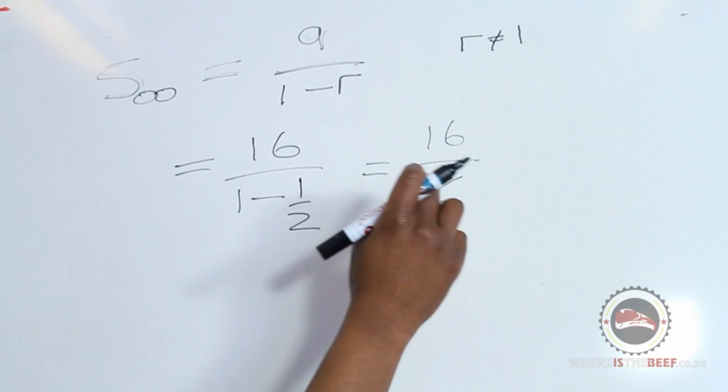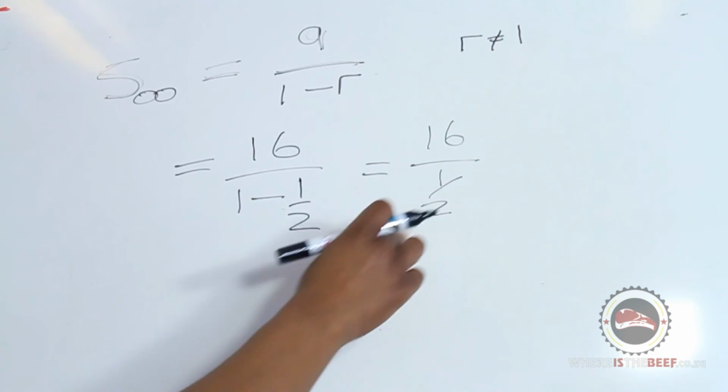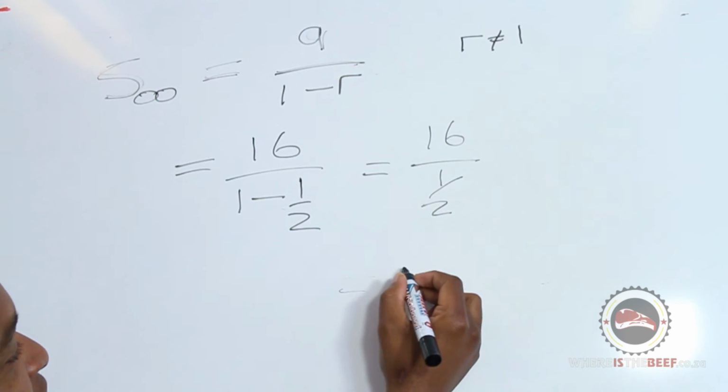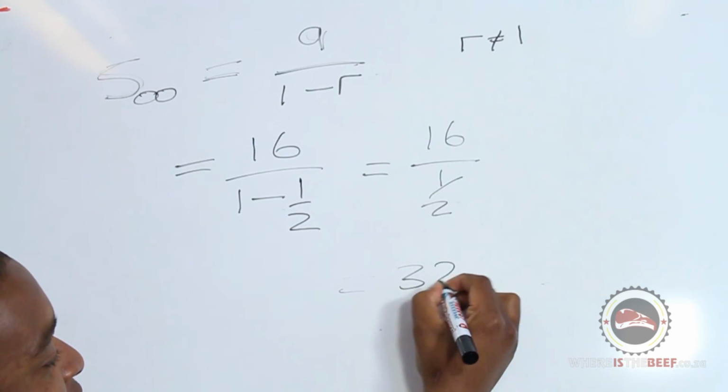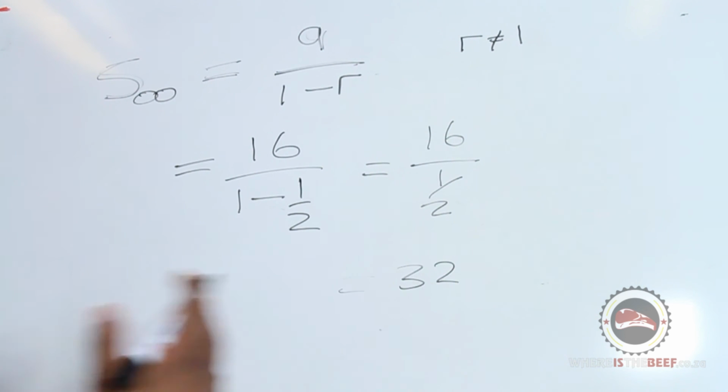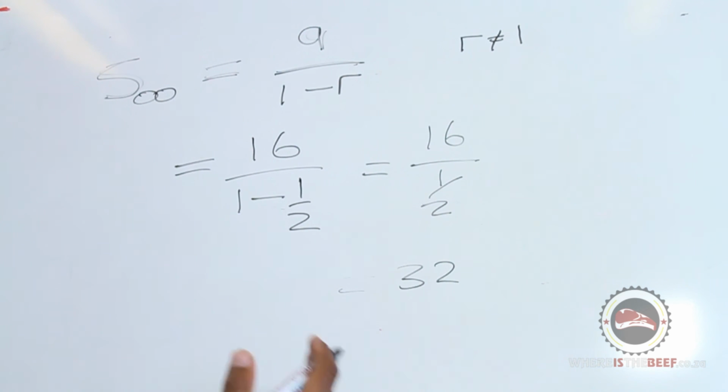What is 16 over 1 over 2? Please don't say 8. This is a half. It's not 2. So there's a difference. So we'll get 16 to be multiplied by 2 in a nutshell. So if you sum all the infinite numbers in that geometric sequence, you will find that they are eventually adding up to 32.